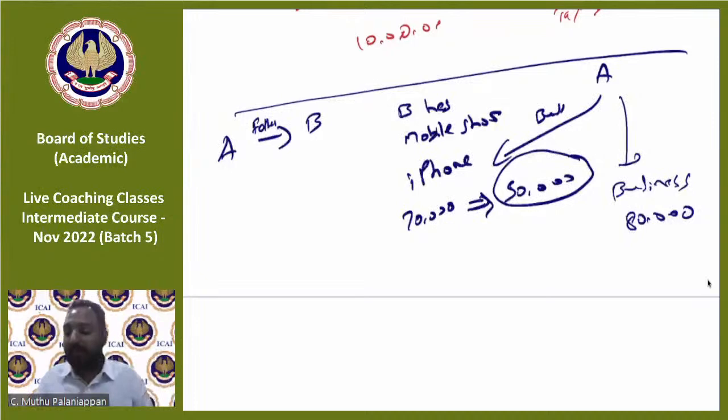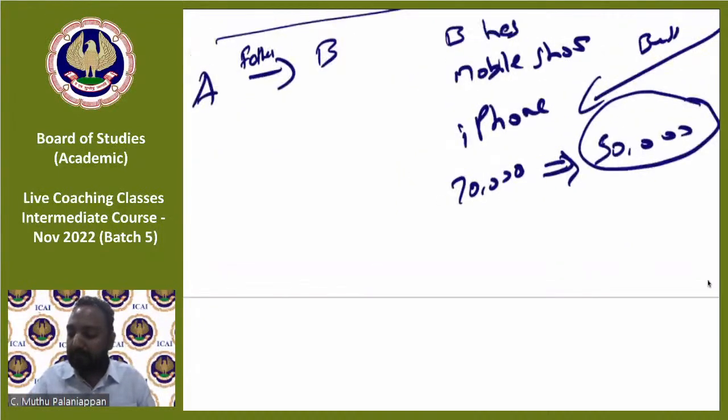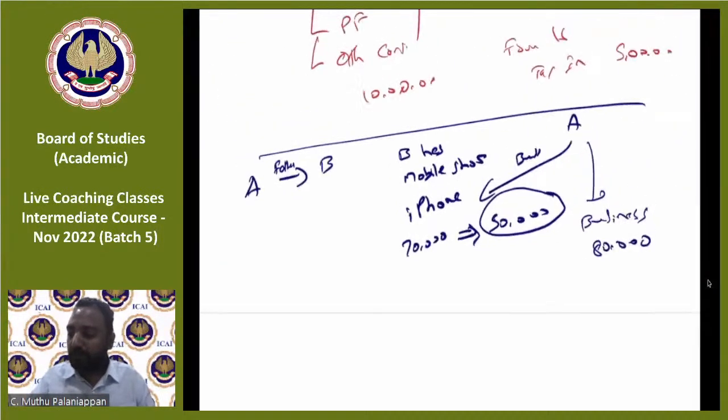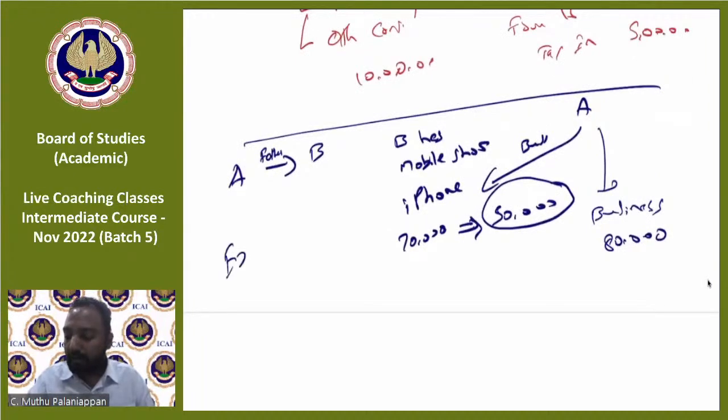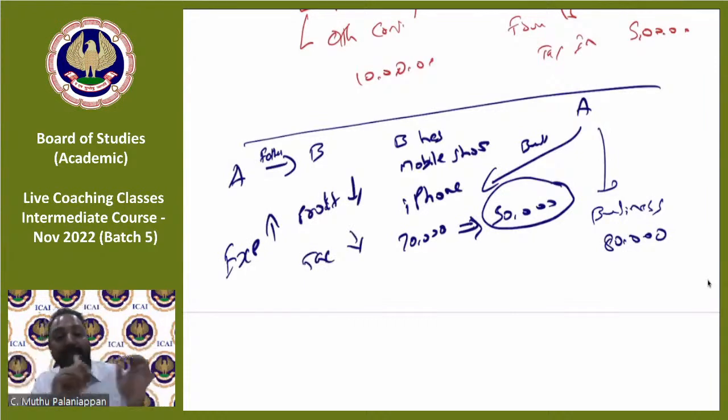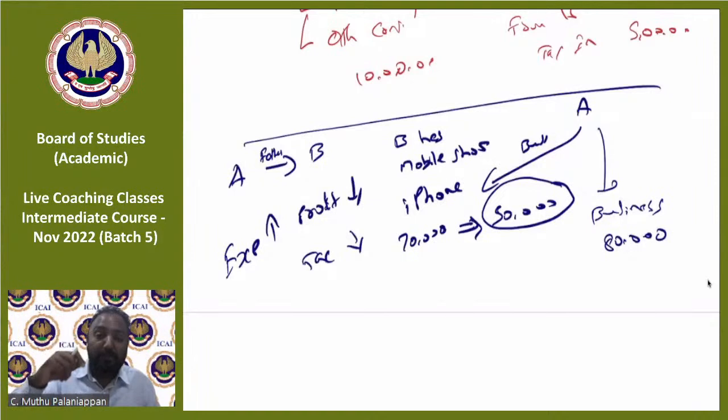So expense goes up, profit comes down. So tax also comes down. So I am escaping tax. How am I able to do that? Why am I actually buying a 70,000 phone for 80,000?